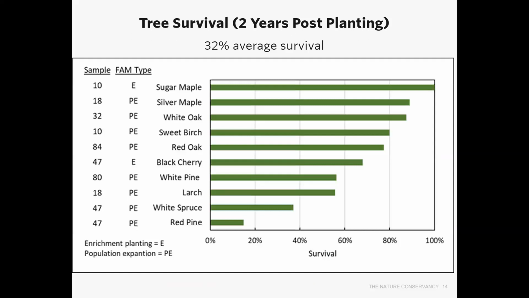And so this is data showing survival two years post-planting of the different tree species. You see survival and then the tree species, and on the left is the number of samples we had within our monitoring plots. I've also coded each species by whether it was an enrichment planting, where the species was present at the site and we're looking to bolster the existing population, or a population expansion or range expansion, which is coded by PE. What I will note is that species such as red oak and white oak that were relatively drought tolerant did quite well, and better than a number of the conifers that had relatively low survival. Unfortunately, the average survival across our plots of the seedlings was around 32%. And we think that this is predominantly due to the extreme drought at the site.